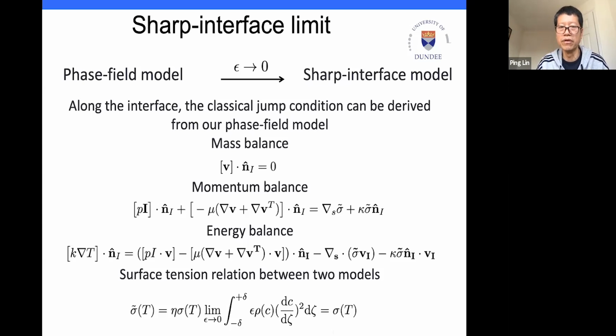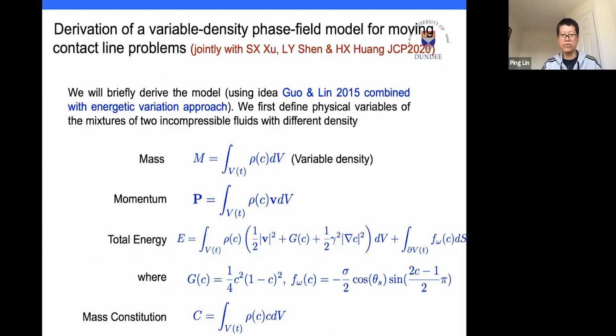Okay, but now I just quickly would like to mention how we can use the idea of the phase field model for the moving contact line.